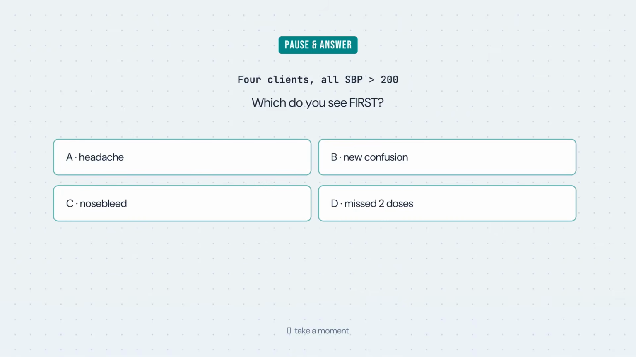Four patients, all with a systolic over 200, which one do you see first? Patient A, headache. Patient B, new confusion. Patient C, a nosebleed. Patient D, missed 2 doses.